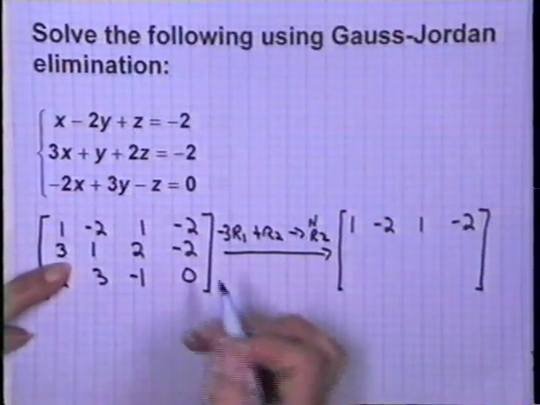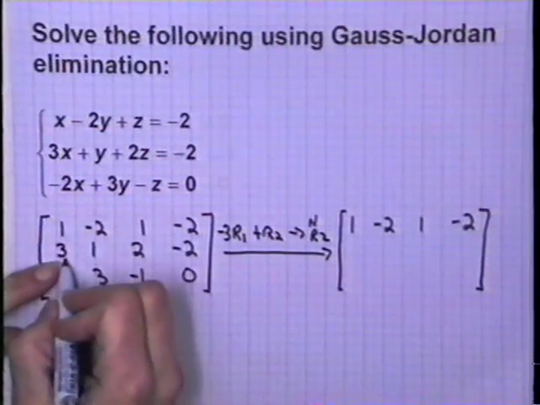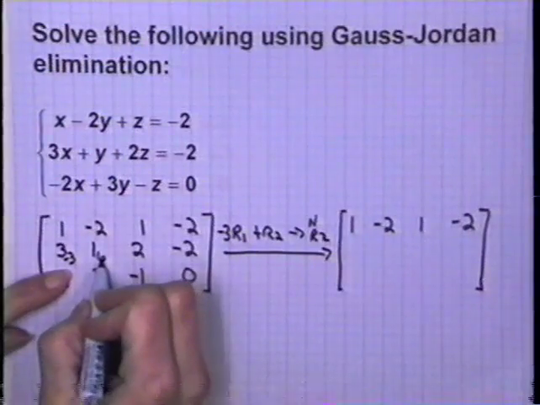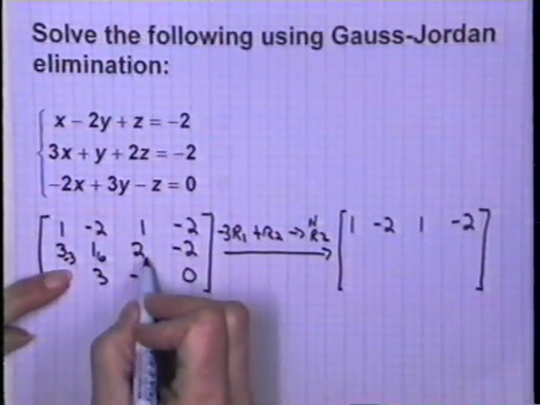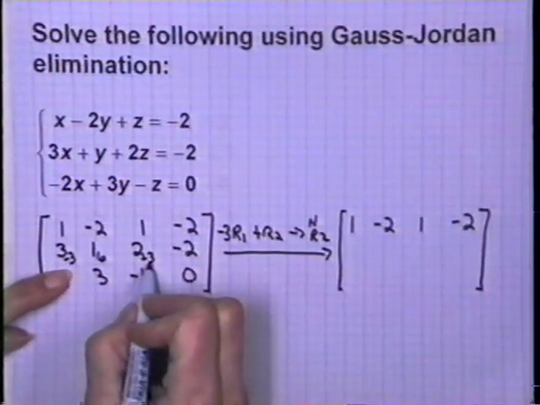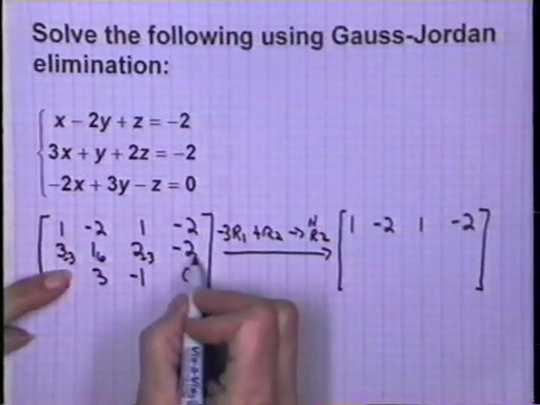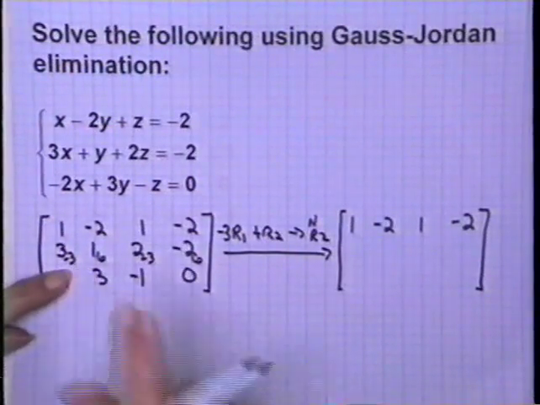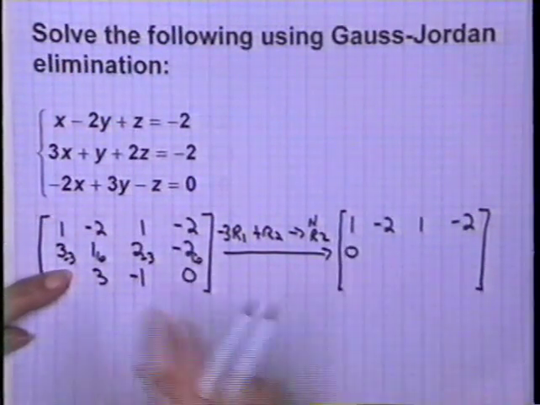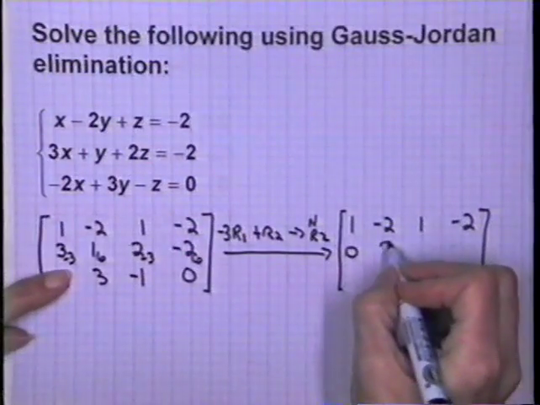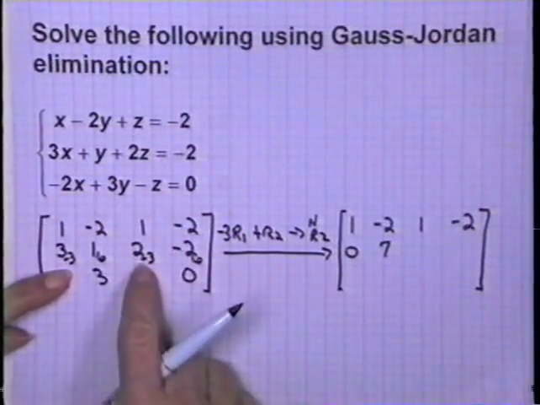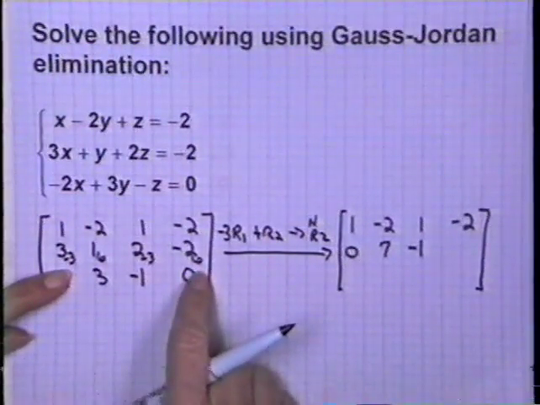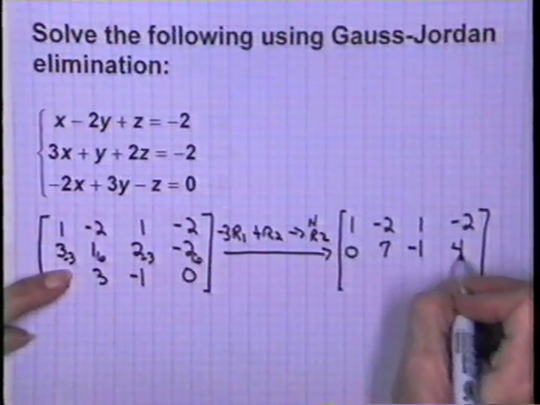We're going to add that to row 2, and that will become my new row 2. Okay, well let's just do that while we're here. Negative 3 times 1 is negative 3. Negative 3 times negative 2 is positive 6. Negative 3 times 1 is negative 3. And negative 3 times a negative 2 is a positive 6. Now let's add the numbers. 3 and negative 3 added together is 0. 1 and 6 added together is 7. 2 and negative 3 added together is negative 1. And negative 2 added to 6 is 4.